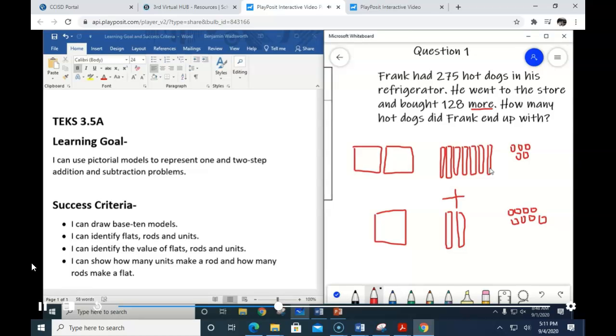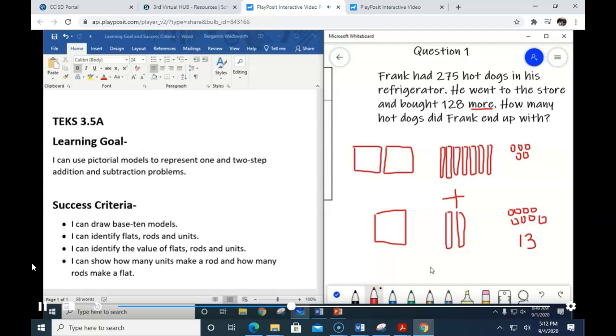All we have to do now is add everything together and regroup and get our final answer. So I usually tell my students when they're adding to always start adding with your ones. So since we're using base 10 model, we're going to add with our ones, which are the units. We're going to add those first. So we have 5 units up here. We have 8 units down here, right? So let's just count them. 1, 2, 3, 4, 5, 6, 7, 8, 9, 10, 11, 12, 13. So we have 13 units.